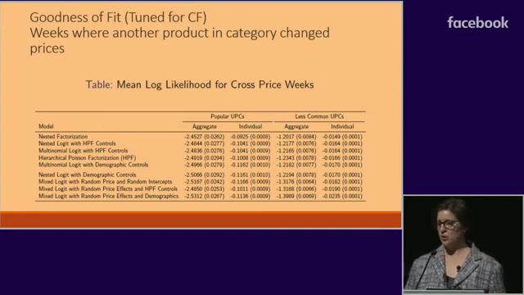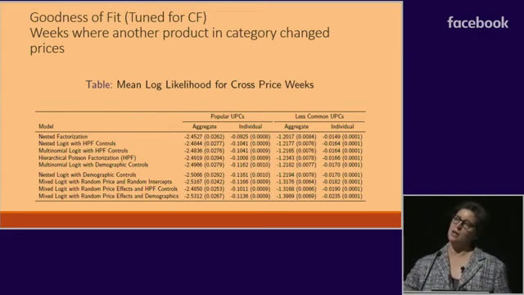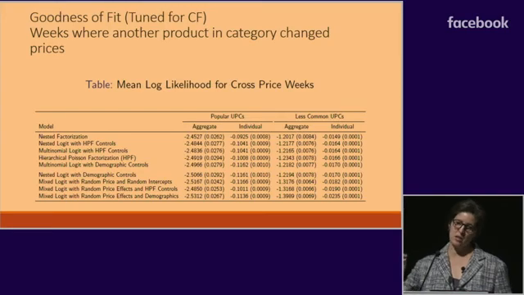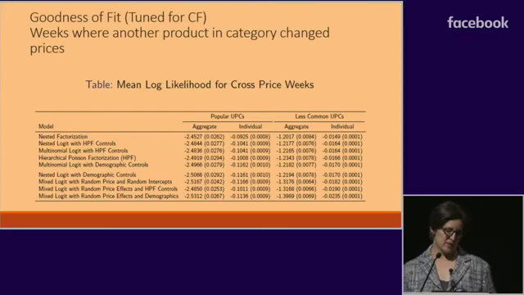So in particular, instead of just tuning for the log likelihood of goodness of fit overall, we made a held out data set of weeks that had price changes. And then we selected the model that did the best at predicting the change in purchase probabilities from price changes rather than the ones that predicted best on average. And it turned out that those were different models, and that's important.